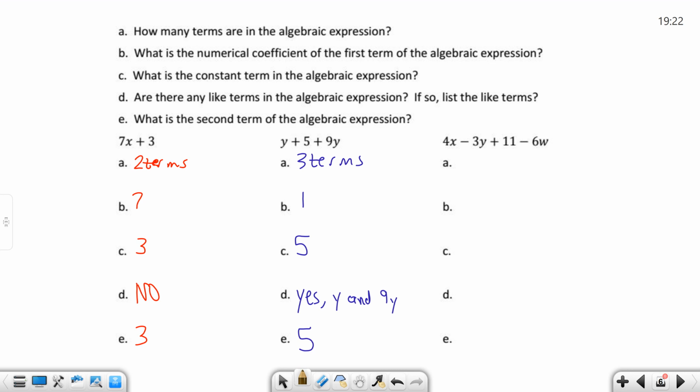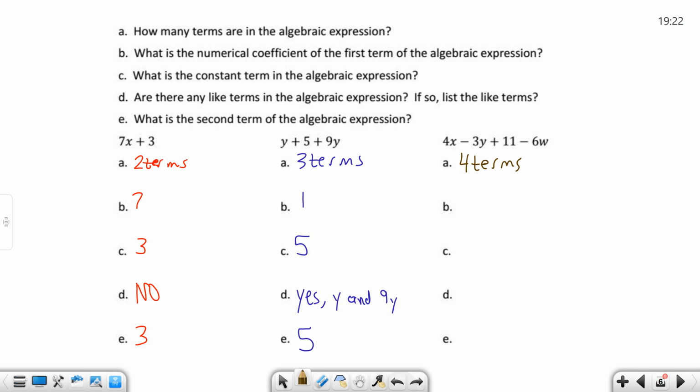For part A here, how many terms? Well, there's 1. Then you have that term is 2, 3, and 4 terms there, right? 4 terms. So this has 4 terms. Part B says, what is the numerical coefficient of the first term?